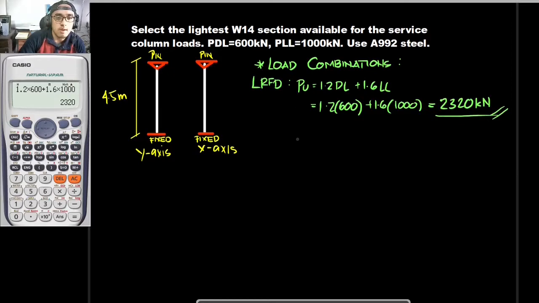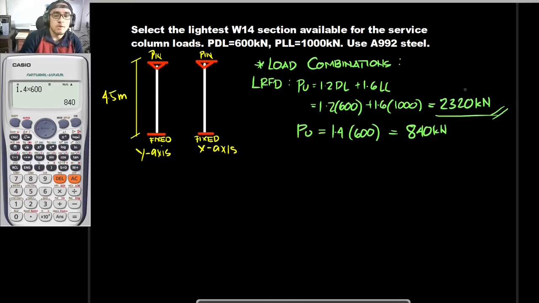By the way, meron pa tayong isang possible na outcome ng ating load combination, that is to be 1.4 times DL, and our DL would be 600. So solving for this, that is to be 1.4 times 600, so 840. And as you can see, 840 kilonewtons is a lot less than 2,320. So from that, we would be using 2,320 as our load. So tapos na tayo for step 1, ano?